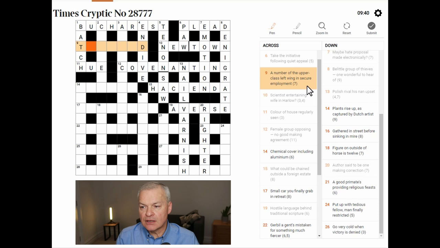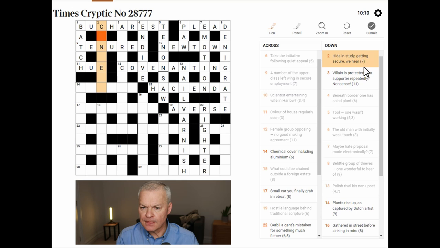A number of the upper class, left wing, in secure employment. This is tenured. A number is 10 of the upper class is U, the abbreviation for upper class. Left wing is red, and then tenured refers to a form of employment where you have tenure, which guarantees you your job and therefore is secure employment.